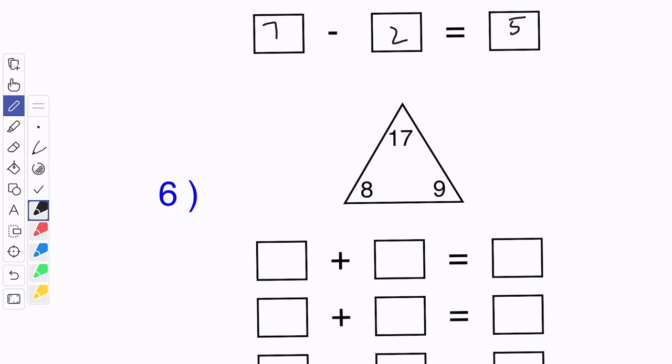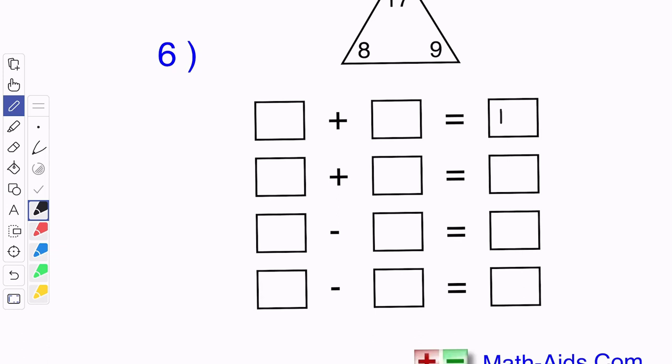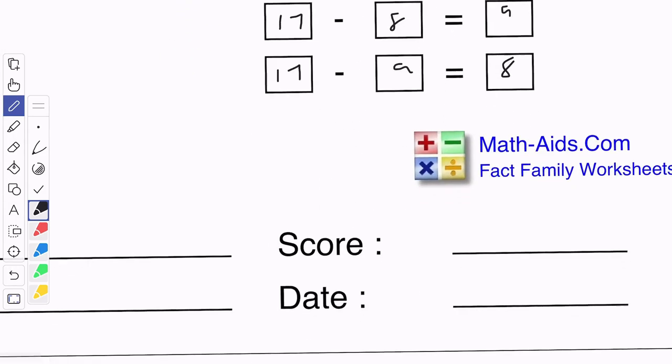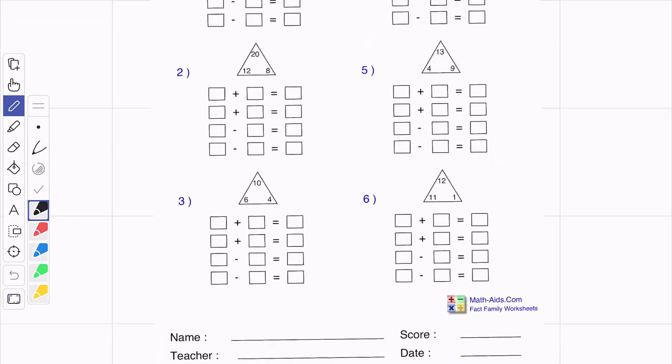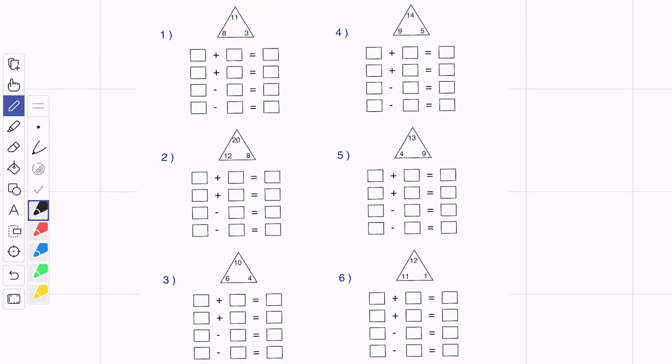For this one, out of 8, 9, and 17, 17 is going to be the biggest. We're going to put it over here. 8 plus 9 is 17, 9 plus 8 is 17, 17 minus 8 is 9, 17 minus 9 is 8. And then this will be our last set of problems. We're going to pause here.